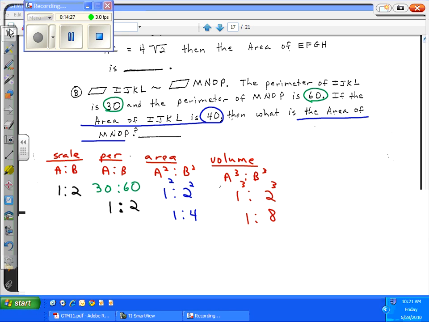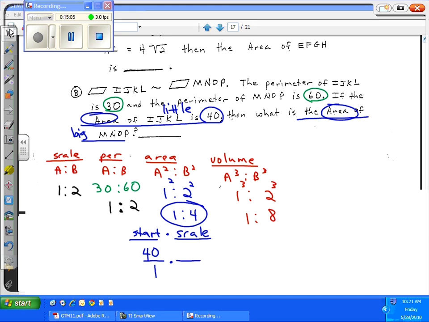Now, IJKL was little. MNOP is big. I'm trying to go from little to big, and I'm going to do so using my area scale because I'm talking about area. So I take what I start with, if you remember the way we do dimensional analysis, we're going to take what we start with times our scale. So we started with the area of the little one, 40 over 1, and we're going to multiply such that we go to the big one.